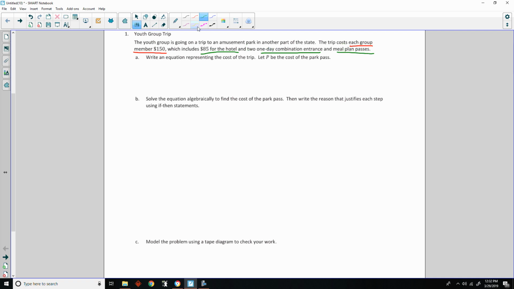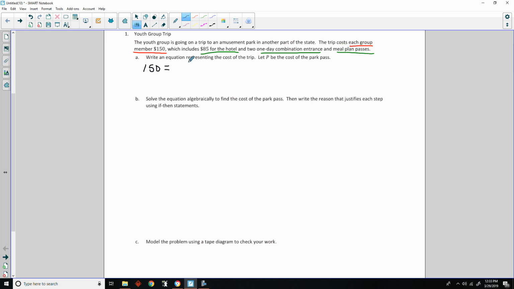Let P be the cost of the park pass. Well, actually I already said that, so I don't have to write it. I would say P equals the cost of the park pass, but it's already right there. Write an equation representing the cost of the trip. Well, the cost of the trip is each group member pays $150. So I know that the cost of the trip is $150.